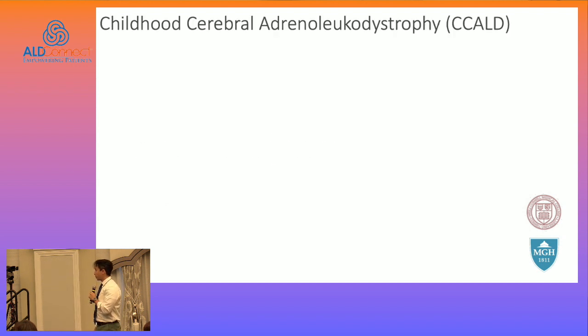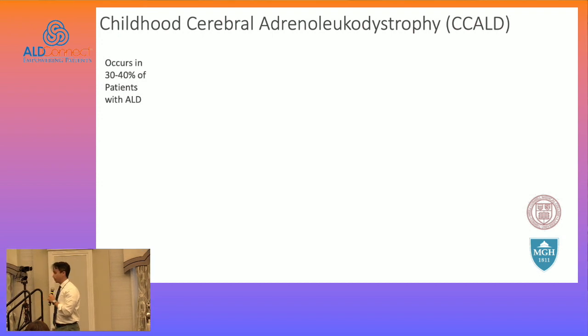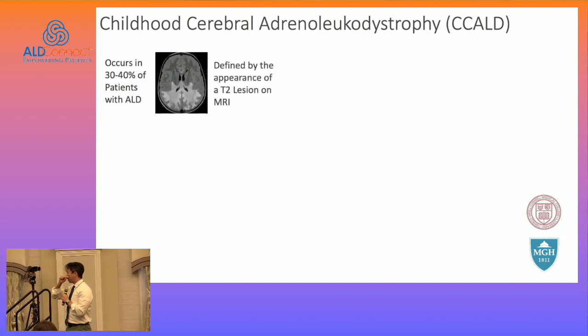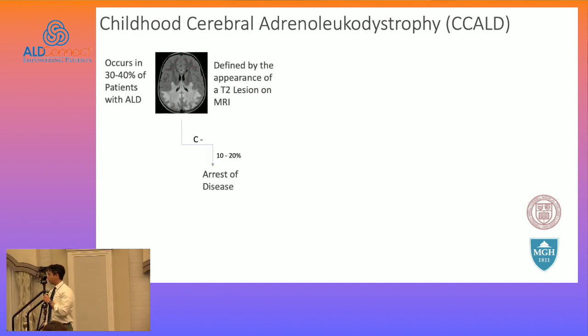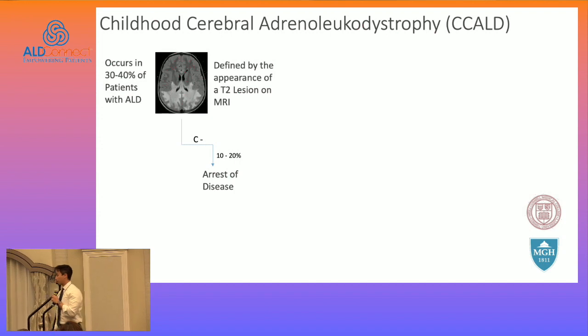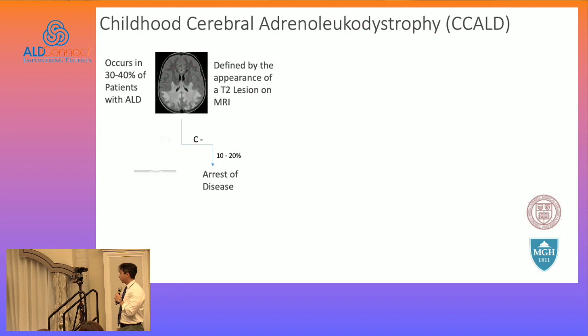So a little bit about the clinical background: childhood cerebral ALD. We know it occurs in 30 to 40% of patients with ALD. Highest incidence of the disease is between the ages of 3 and 12 years old. It's defined by the appearance of a T2 lesion on MRI, most often occurring in the splenium. About 10 to 20% of these patients will never contrast enhance. They'll undergo spontaneous arrest of disease. They are not eligible for things like allogeneic bone marrow transplant, or in our new era, gene therapy.